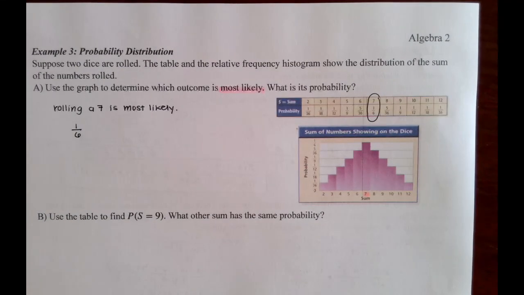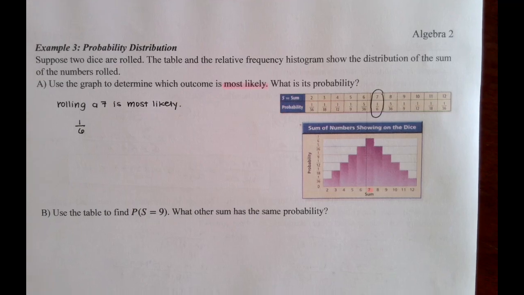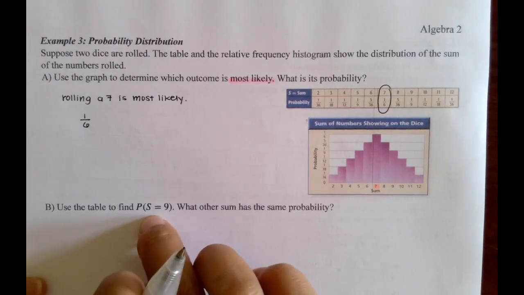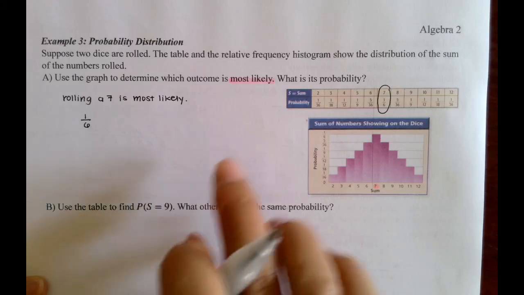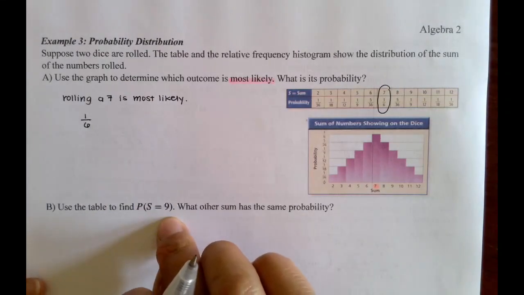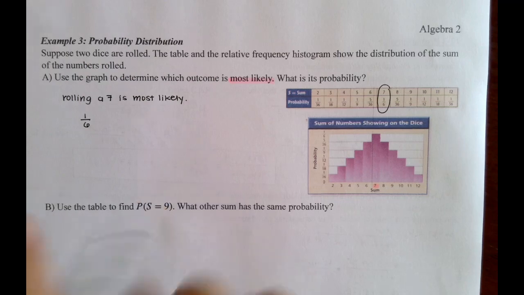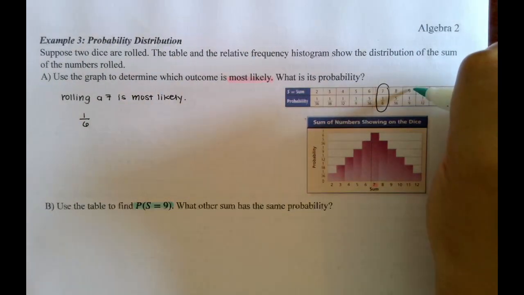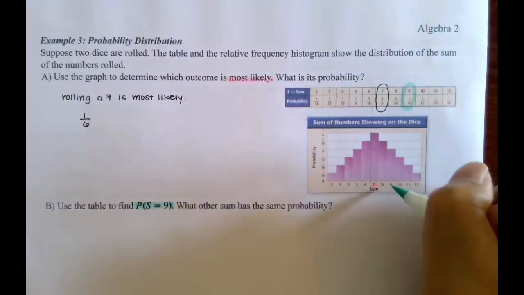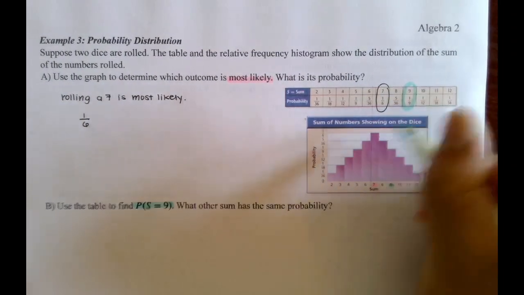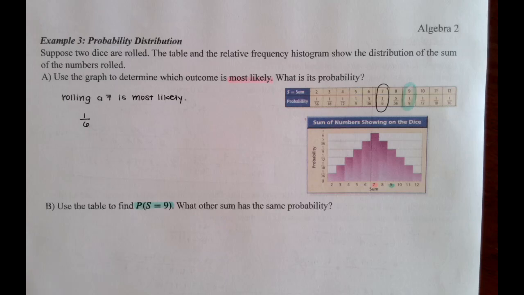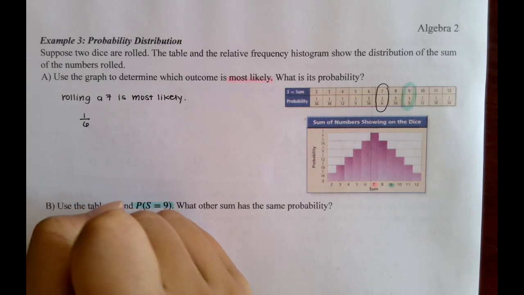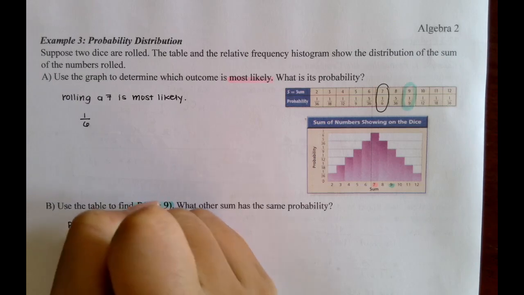Then question B says to use this table to find the probability that our sum, S stands for sum, is going to be 9. So the probability of the sum being 9, we can either look here or we can look here. Either way, it says it's 1/9. So the probability of our sum equaling 9 is 1/9.